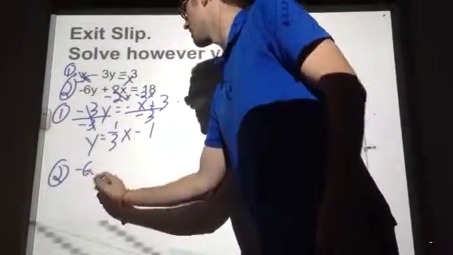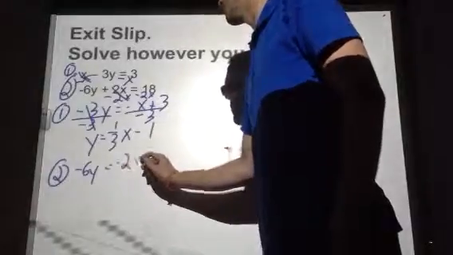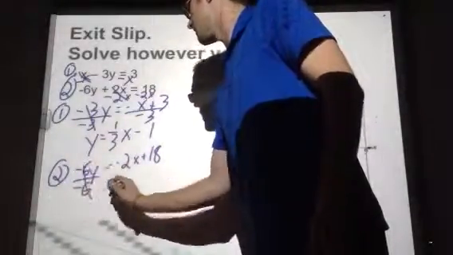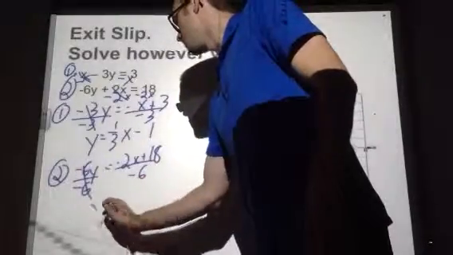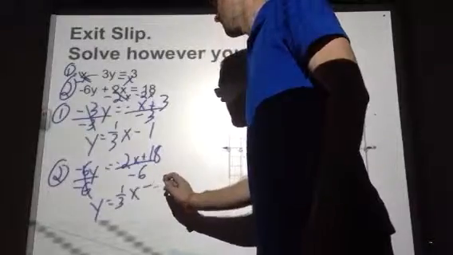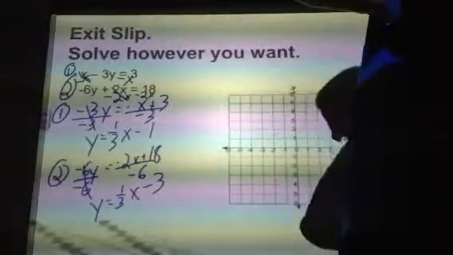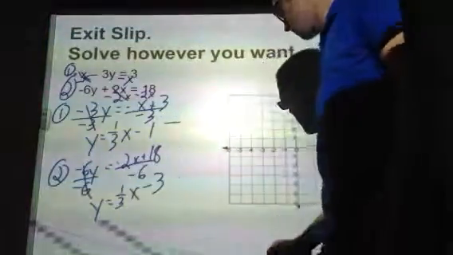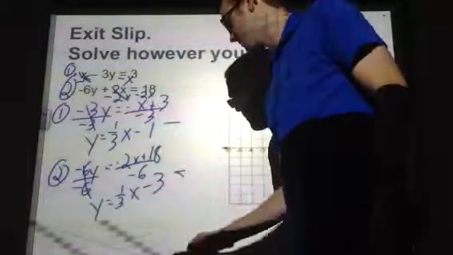So negative 6y equals negative 2x plus 18. Divide both sides by negative 6. So y is going to equal 1/3 x minus 3. Okay, so let's graph both of these. Top equation, green. Bottom equation, red.